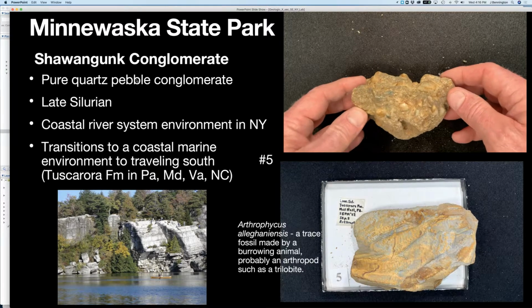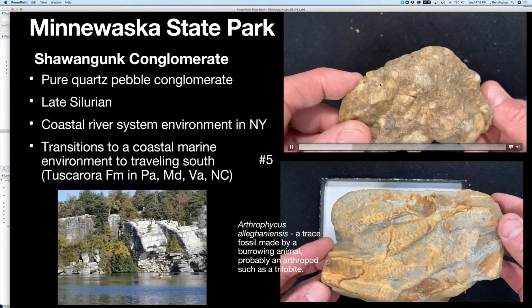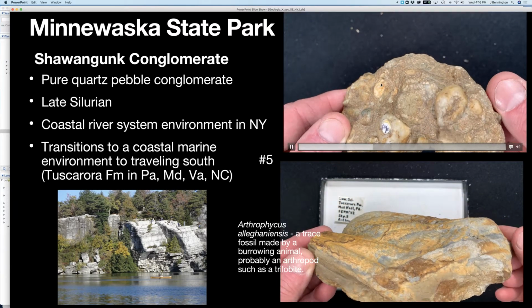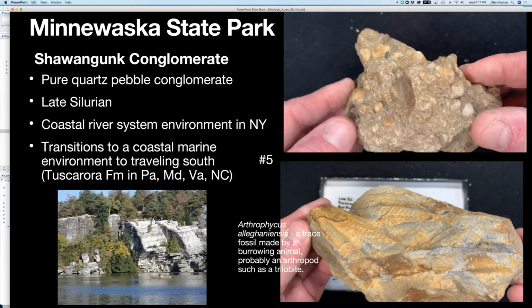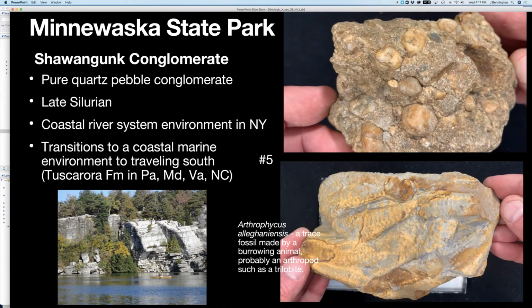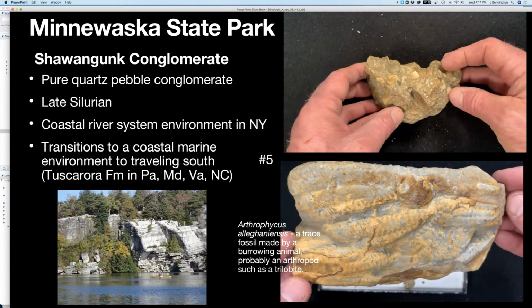So this is the Shawangunk conglomerate. It's a very pure quartz pebble conglomerate. Very, very hard and erosion resistant. In the photo in the lower left, you can see these beautiful white layers of Shawangunk conglomerate. It's 99.9% pure quartz.